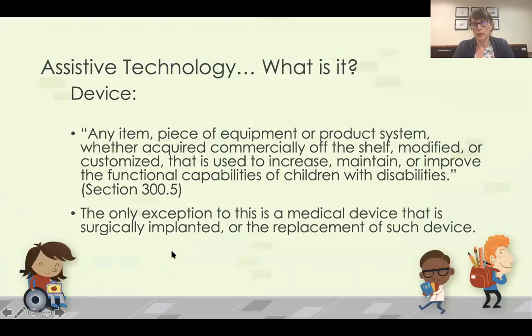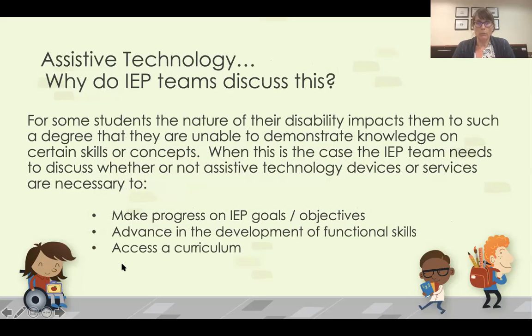This is the official definition of assistive technology that you can read. So that's what we're talking about. It's an item or a piece of equipment or a system, and it can be low tech to high tech.